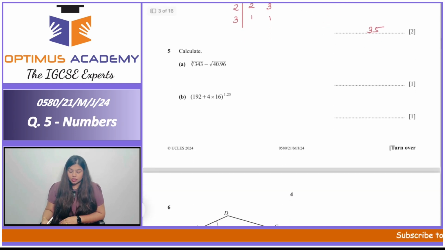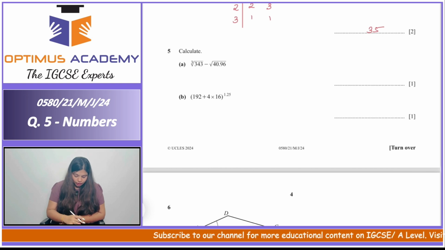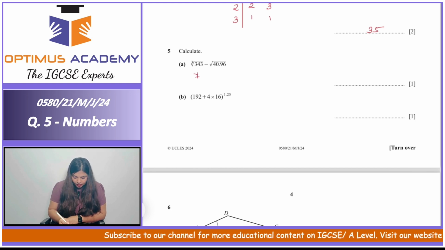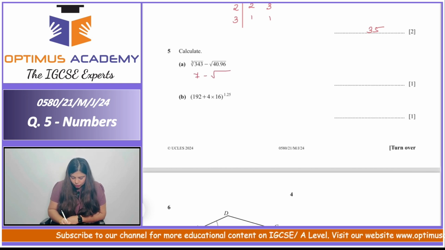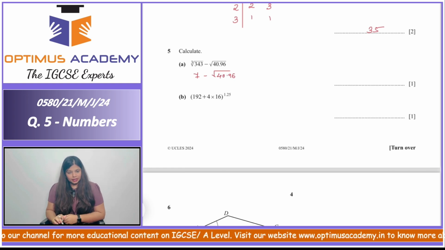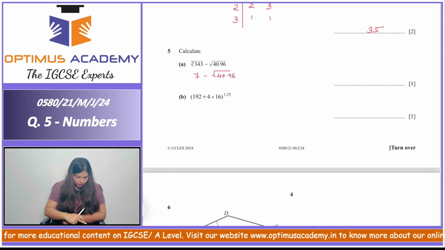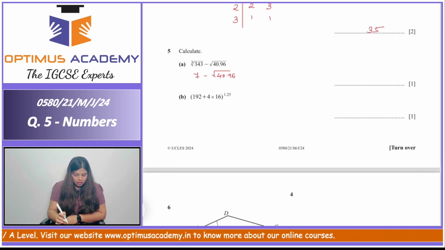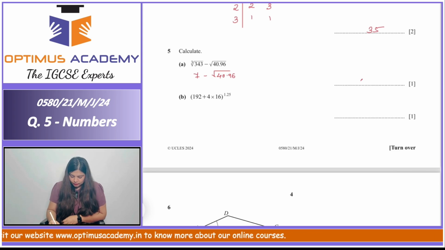Next, question 5 is to be solved using a calculator. Calculate cube root of 343 minus root 40.96. When we do cube root of 343, we get 7, minus root 40.96. After using the calculator and doing 7 minus root 40.96, we get the final answer as 0.6.